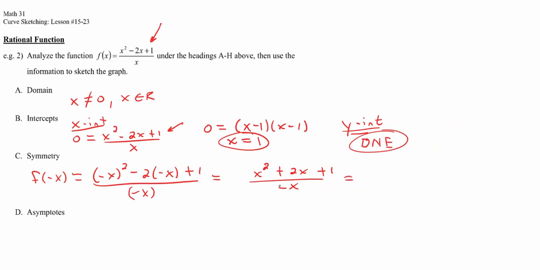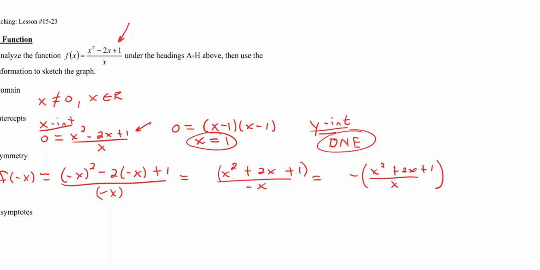Because the other one I could do here, you could take this negative that's sitting on the bottom, because that would actually be the same thing as just having a negative sitting out front of the whole thing. Like you could take that negative and just stick it out front. If these were in brackets, hopefully you can kind of see that. So negative and then all of this, x squared plus 2x plus 1 over x. You can see that this is also not f of x either. So we don't have odd symmetry either. So neither. So it has no symmetry.